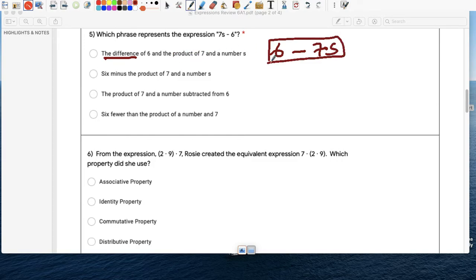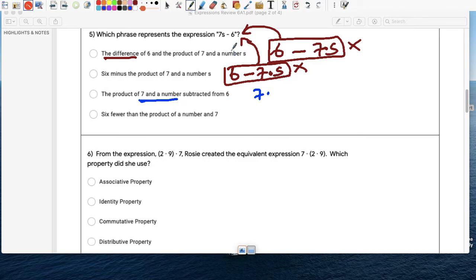Does this look like this? No. Number 2, 6 minus the product, la multiplicación, of 7 and s. Does this look like this? También no. 3, the product, multiplication, of 7 and a number, 7 and a number que no conozco, s, la letra s, subtracted from 6. Subtracted, que resta from 6.